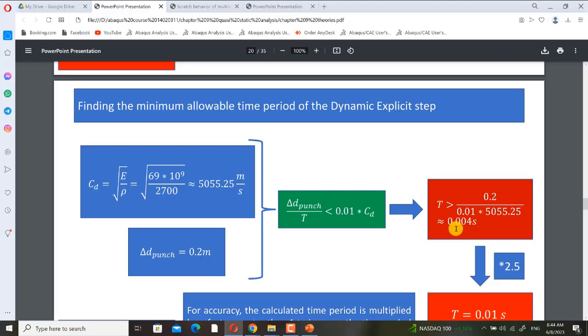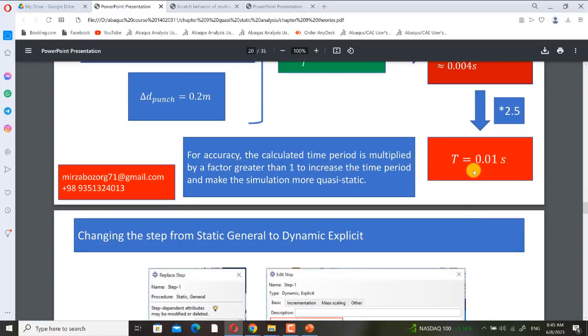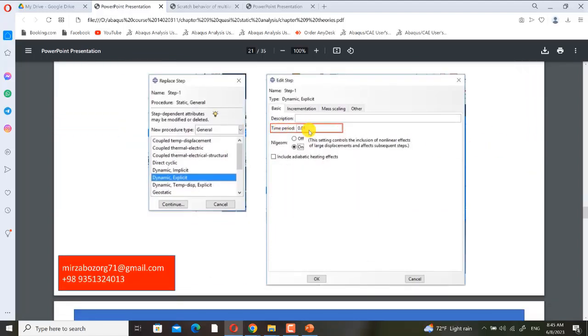But if I want to be conservative, I multiply it by a factor of 2.5, so the time period will be 10 milliseconds. For accuracy, the calculated time period is multiplied by a factor greater than 1 to increase the time period and make the simulation more quasi-static. And here I have entered 0.01 for the time period of the step.